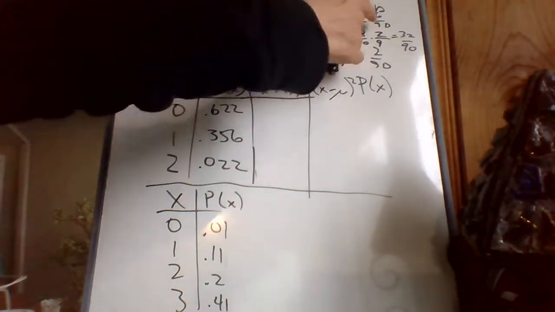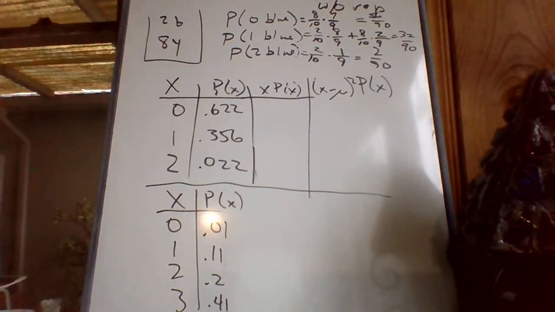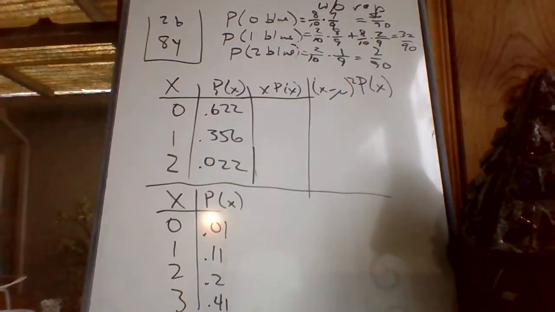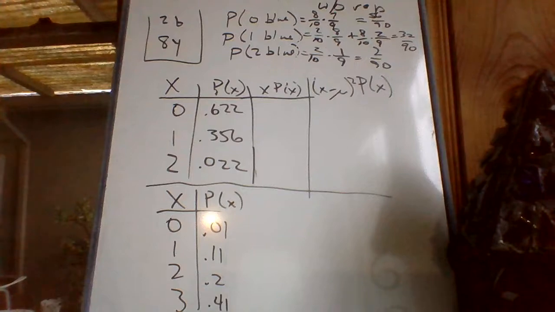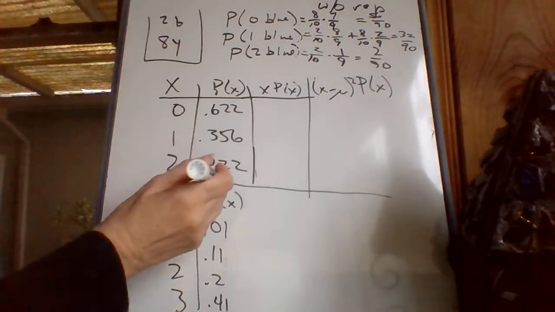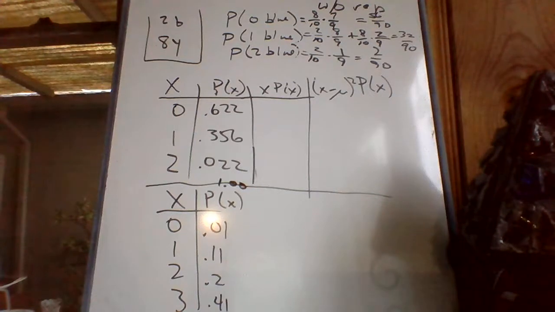Well, if I go ahead and divide this out, 56 divided by 90, that is 0.622. That's where I got that number from. And 32 divided by 90, that is 0.356. And 2 divided by 90, 0.022. And we already know if you add this all up, this adds up to 1.00. It adds up to 100%, which makes perfect sense.